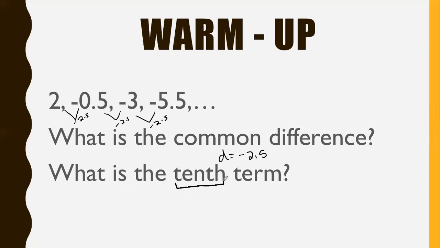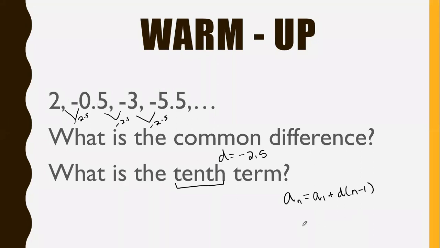But I want to find the 10th term. I could keep going, minus 2.5, minus 2.5, minus 2.5. I could do that. But what if it asks for the 100th term? I'm not going to do that. Okay, so you learned last class the explicit notation formula.